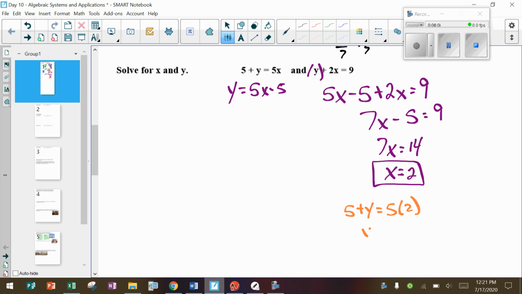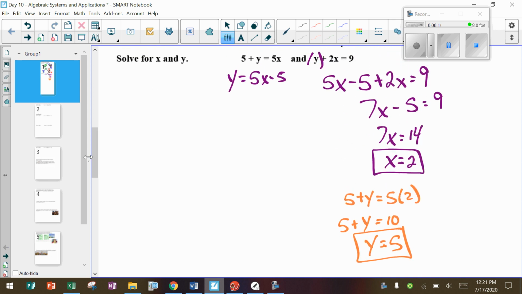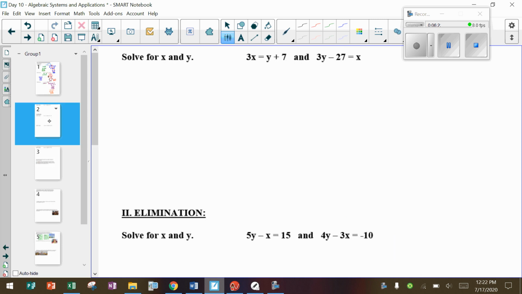I can use either one of the equations. Doesn't matter which one I use. You just look at them and decide which one you think is easier for you, and then that's the one you can use. So I got x is 2 and y is 5. All right, so that's substitution. If you can get one of the variables by itself, do that and then substitute it into the other equation.